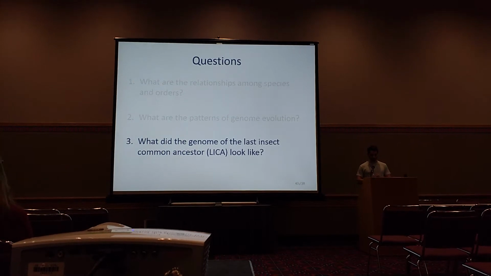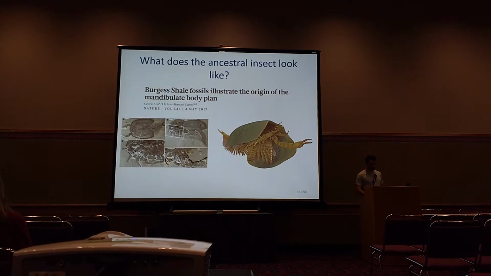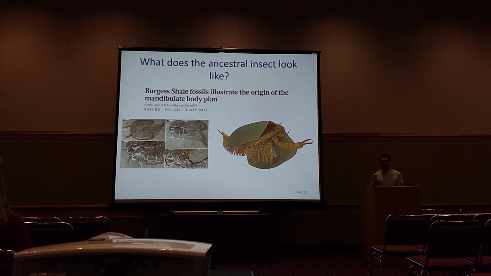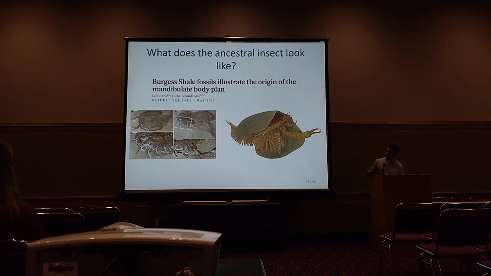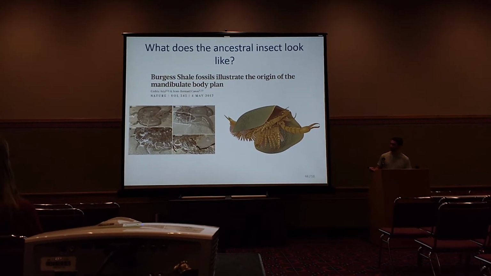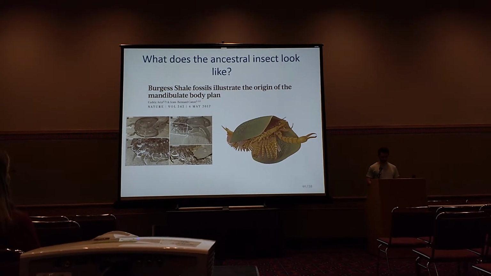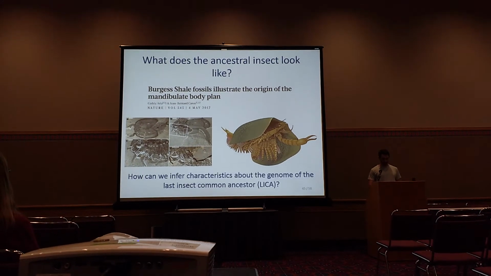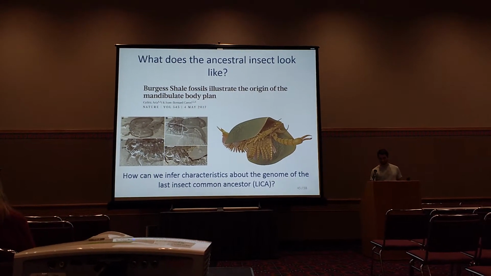And I want to focus on the ancestral insect, or as I call it, Leica. So when we are concerned with sort of the physical appearance of ancestral organisms, we have to rely on fossils. And there are some pretty good ones, like this ancestral mandibulate that was recently published. And these fossils can lead to some pretty fascinating artistic renditions of these organisms. But as far as the characteristics of the genome, how can we infer anything about those?